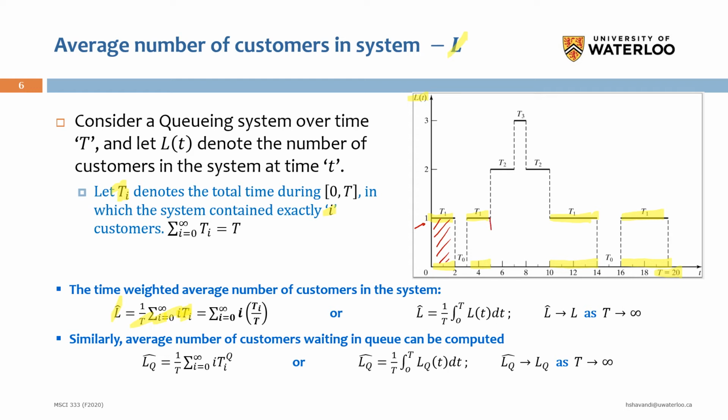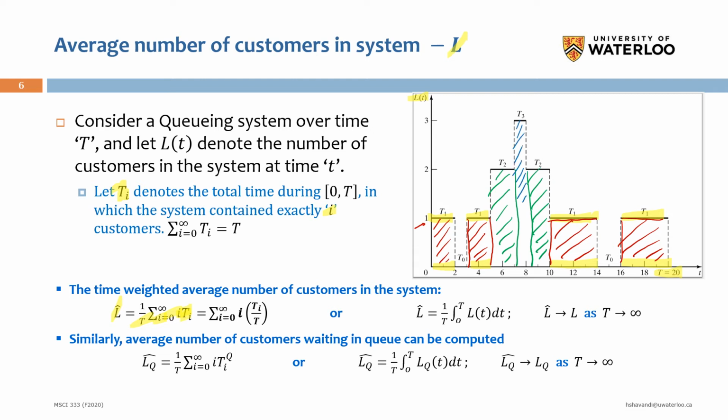So again, we have another rectangle here, including one customer, another rectangle here, including again one customer, and another rectangle here, including one customer. Okay, and for two customers here, we have that shown by a different color. So here we have two customers, and again here we have two customers, right? And here we have just three customers in the system.